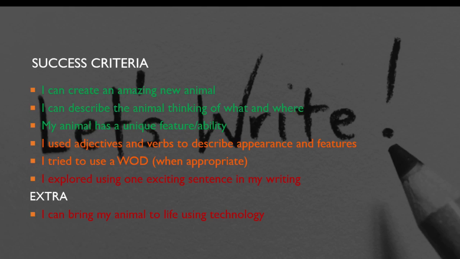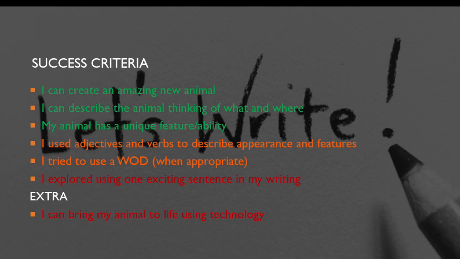The last green target is that your animal has to have at least one unique feature or ability. Okay, so that's something that is only found in that animal. The orange targets, which most of you should manage, are to use adjectives and verbs to describe the appearance and the features of the animal and how it moves. I would like people to try words of the day. I could see from looking at the examples that were posted on the P5 team Google Classroom that quite a lot of you did manage that, so well done if you did.